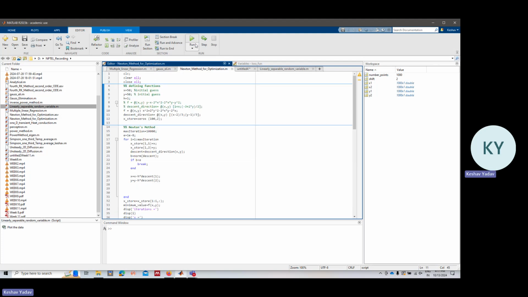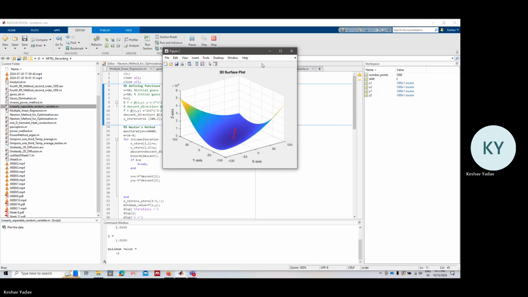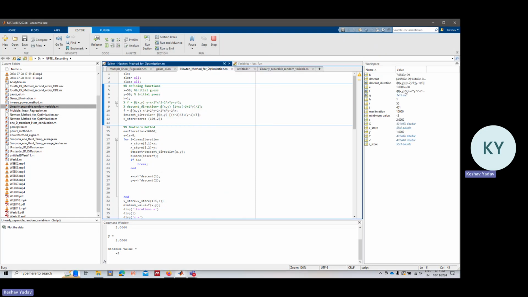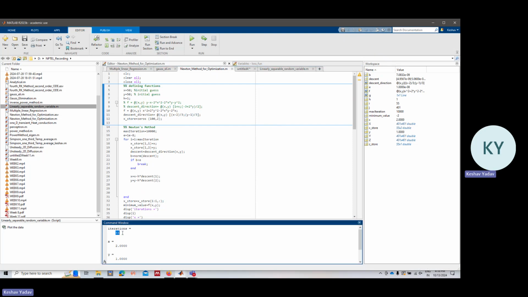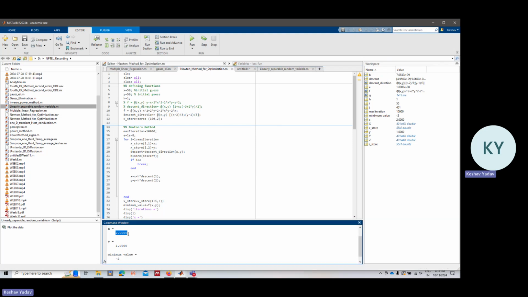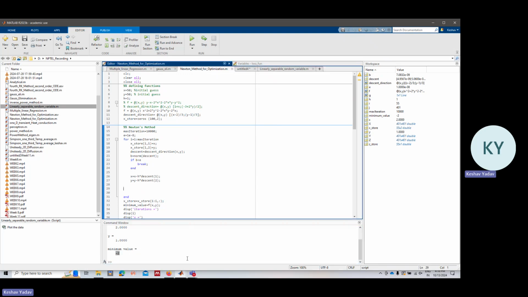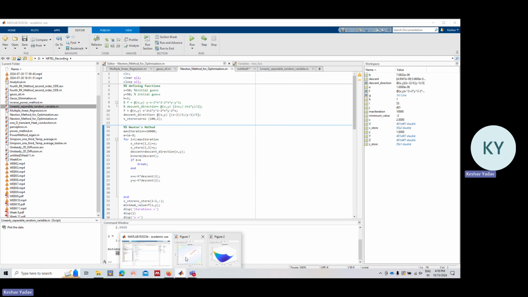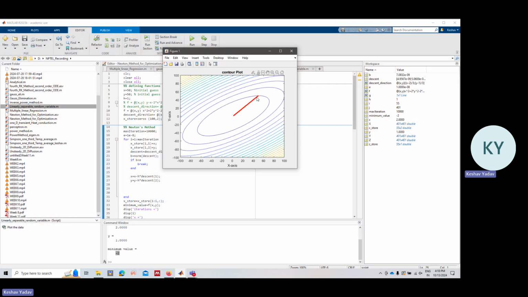So if I run this, it has converged after how many? 50, I think here it is written. No? It has converged after 55 iterations. And at minimum point, the x is 2, y was 1, and minimum value was minus 2. How the plot looks like? Now we'll see. So this is how the plot should look like.